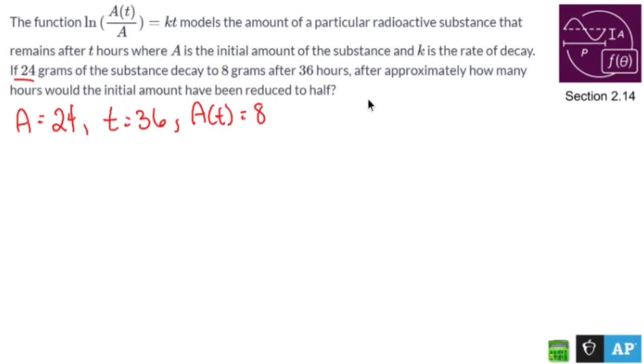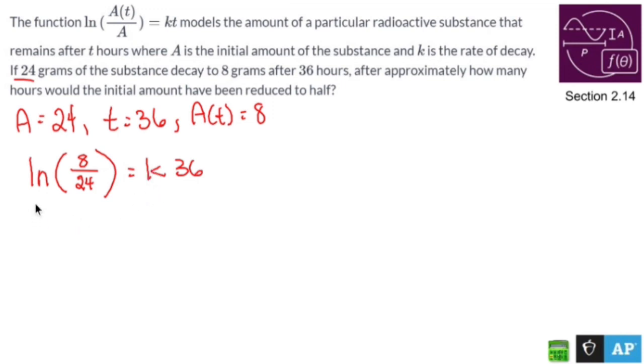My job is to find the rate so that when I do find the rate, I can do part 2 here. So I'm kind of doing 2 of these problems in one, which means I'm probably going to have to whip out the calculator twice. NBD, as the kids say. ln of A of t is going to be ln of 8 over A, which is 24, equals k times 36.